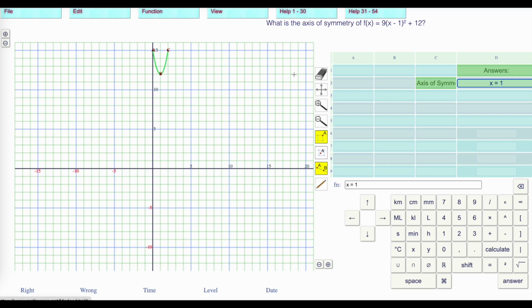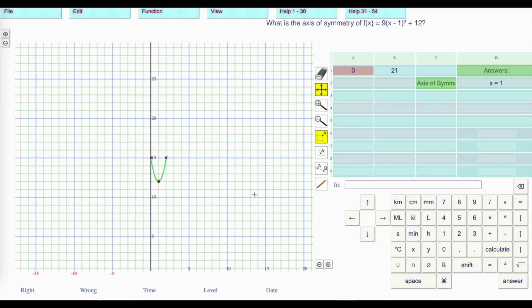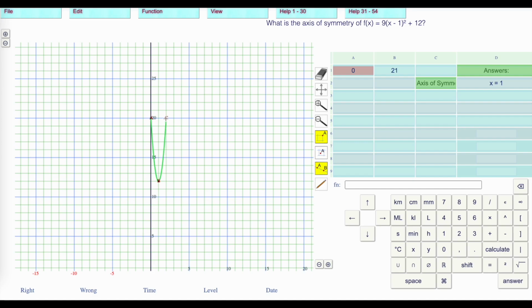I am going to graph this exactly just because I like to do that. When x is 1, the y value must be 12, y is equal to 9 times the bracket x value, which is 1, minus 1, which is 0, all squared is still 0, times 9 is still 0, plus 12 is 12. We have 1, 12. When our x is 0, we have 21. So it doesn't look like that. It looks more like this. It's a little bit more vertical. At 2, we would also have 21. 2, 21. There we go.